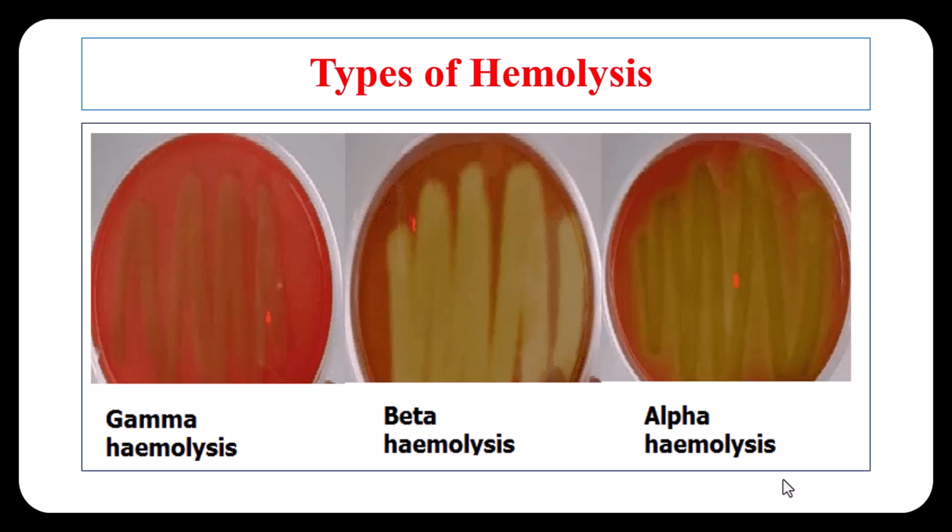And in the second image, there is a clear zone around the colony. This type is beta hemolysis, due to the complete destruction of the red blood cells. And in the third image, there is a green zone around the colony due to the partial destruction of the red blood cells. And this type is alpha hemolysis.